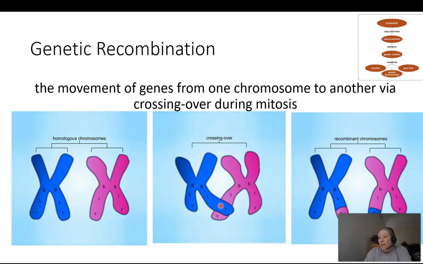Before the cell pulls apart, right, before the chromosomes migrate to different sides of the cell, the homologous chromosomes will cross over. They literally look like they're holding hands. And they literally cross over and they exchange genes. And you can see this exchange of the genes here in this picture. And so that is called genetic recombination, and it's another example of how genetic variation is introduced into a population so that natural selection can act on it.